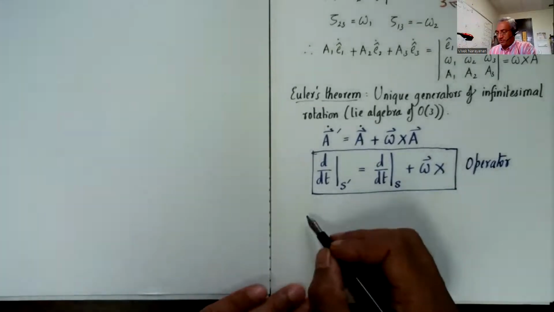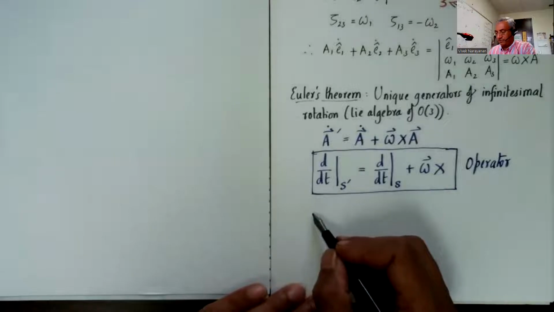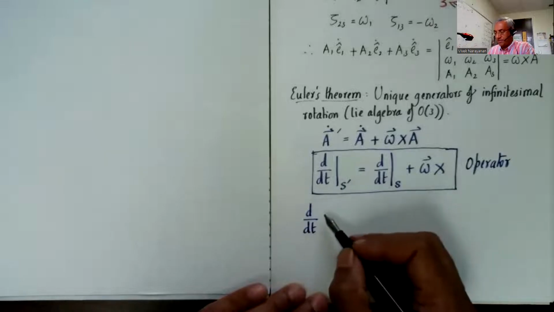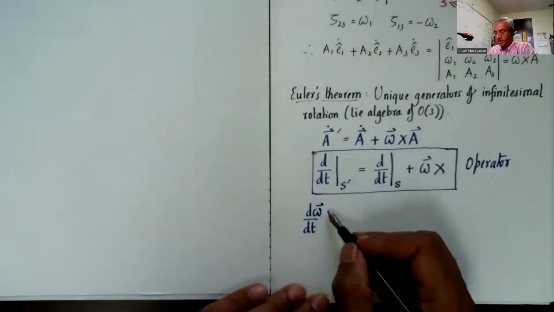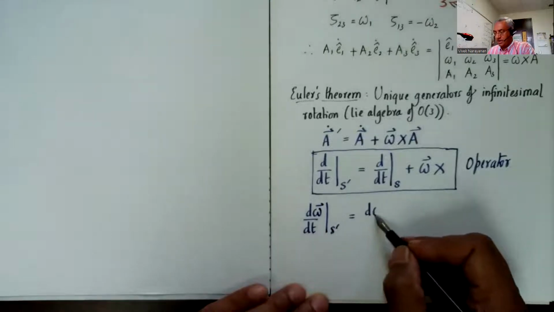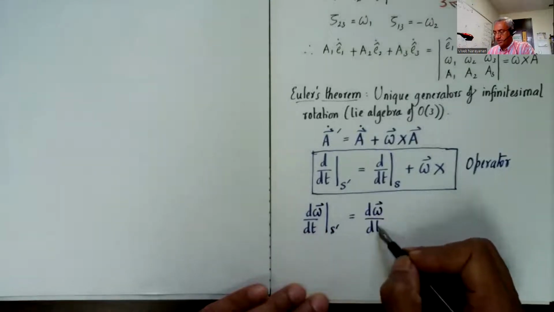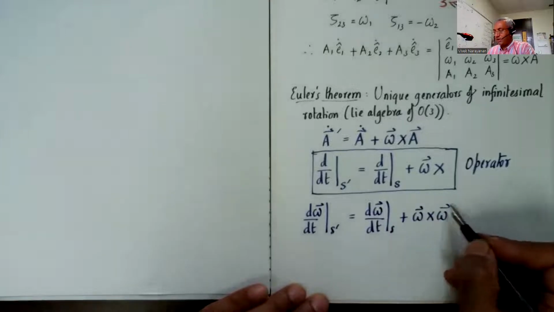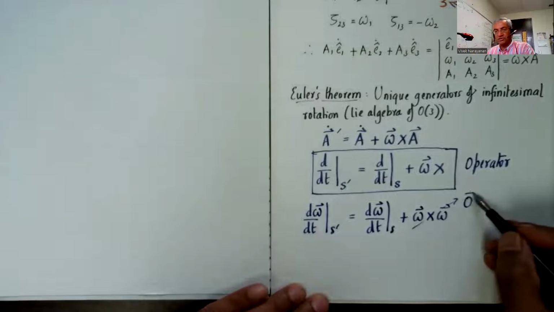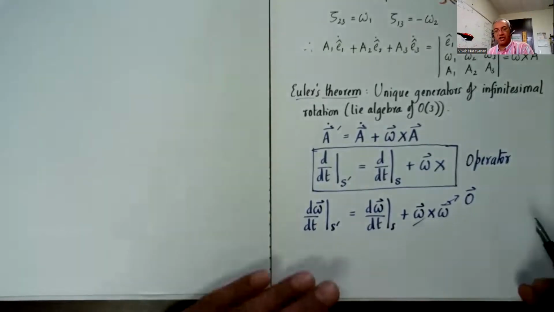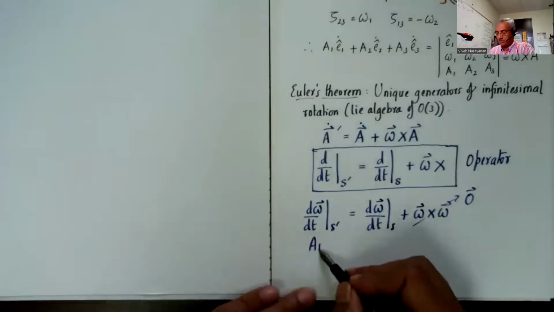So one example is, suppose you have omega itself. What does it look like? How does omega transform? So if I have d by dt omega in the frame S prime, that's going to be d omega by dt in the frame S plus omega cross omega. Well, omega cross omega is 0 because a vector crossed with itself is 0. This tells us that angular accelerations are absolute.